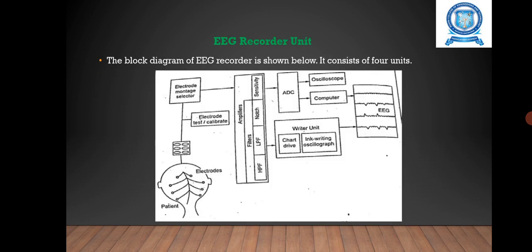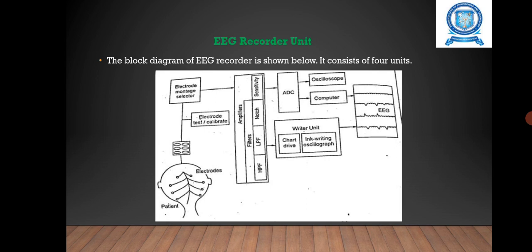Next is the EEG recorder unit. The block diagram of the EEG recorder is shown below. It consists of 4 units. First is the montage. A pattern of electrodes on the head, with the channels connected together, is called a montage. Generally, on the scalp, the standard is known as the 10-20 electrode system. It is adopted by the American EEG Society.